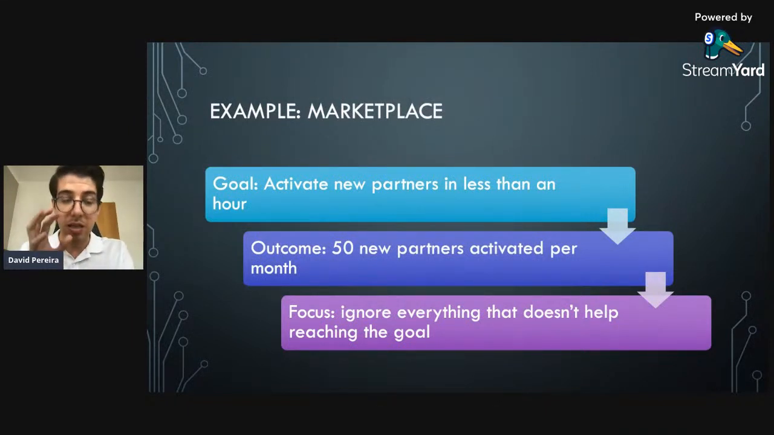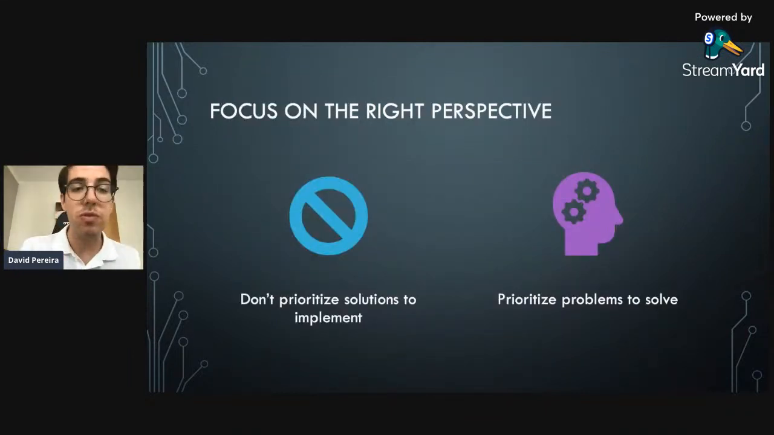And we defined here the outcome, not the output. And the truth is, we tried with different solutions and then we learned which one worked. So the focus is always on the problem. So you never prioritize a solution because it is pointless. You need to know the problem you're solving.